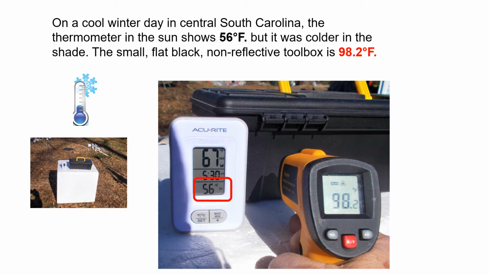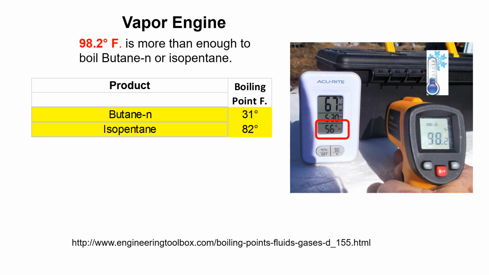On a cool winter day in central South Carolina, the thermometer in the sun shows 56 degrees Fahrenheit, but it was colder in the shade. The small, flat black, non-reflective toolbox is a nice 98.2 degrees Fahrenheit. 98.2 degrees Fahrenheit is more than enough to boil butane or isopentane.